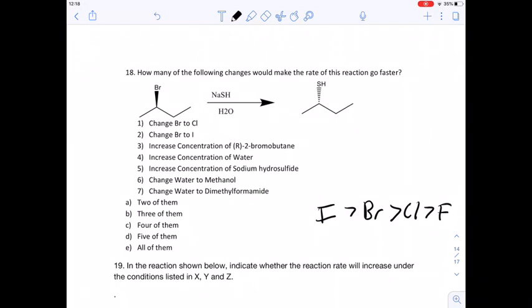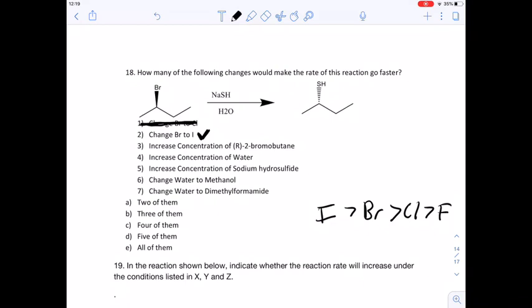Okay? So number 1 says changing Br to Cl. Changing a good leaving group to a not as good leaving group is actually going to make the rate of your reaction go slower. So that is not one of our answers. Changing Br to I, so changing a good leaving group to an even better leaving group, will increase the rate of your reaction.